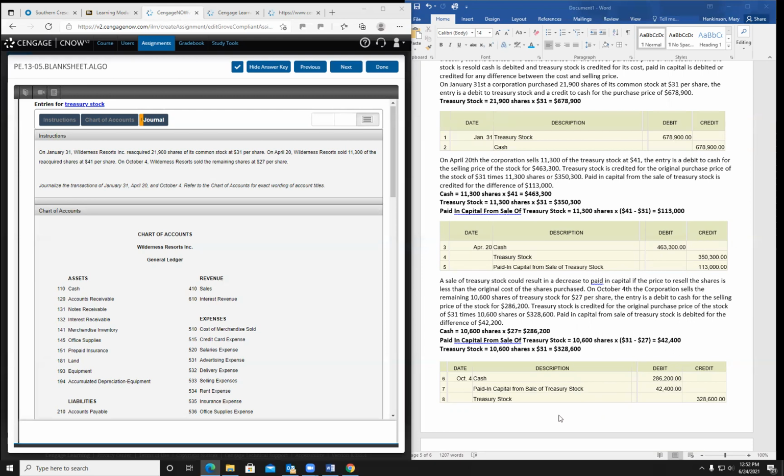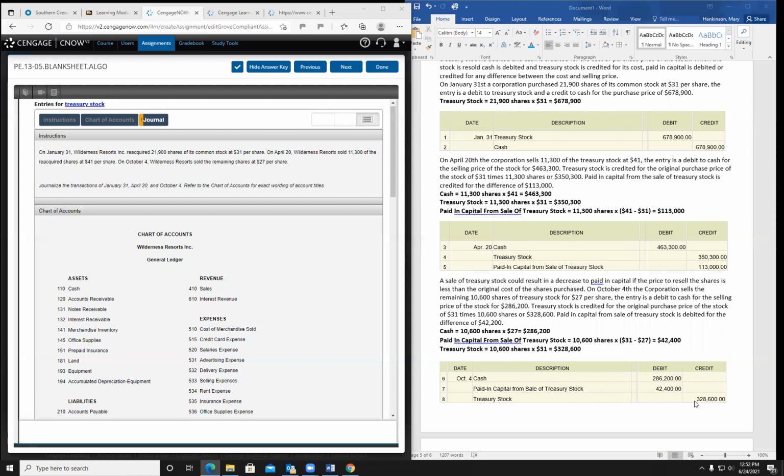Again, the value of the stock that we sold was how much we purchased it for. We did that up here in this part of the problem, it was just $31 a share. So you take the remaining 10,600 and multiply it by the purchase price, which was $31. And that's going to be our credit entry to treasury stock. And that comes out to 328,600.